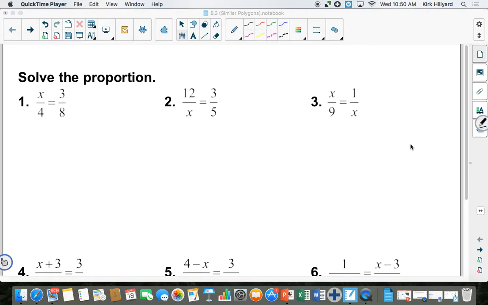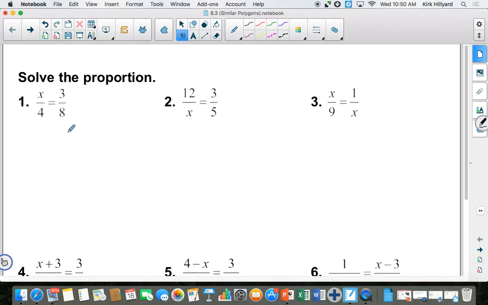Okay, this is 8-3, similarity between polygons. We are going to walk you through this lesson, but before we get to that, we're going to talk about some proportions. These are considered proportions right here, and hopefully you can all remember that we cross multiply on these. So what you're going to do is multiply 4 times 3, and set that equal to 8 times x. So we have 12 equals 8x.